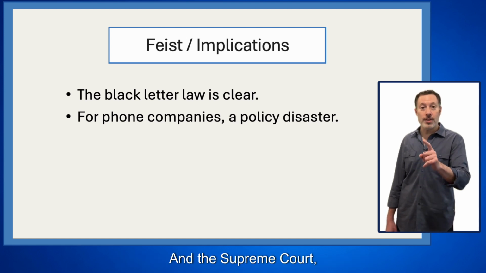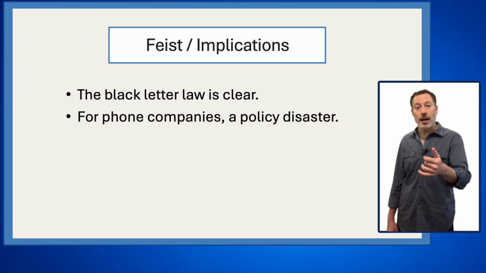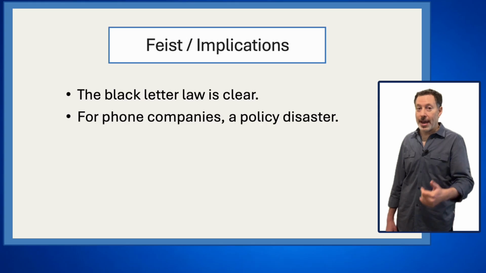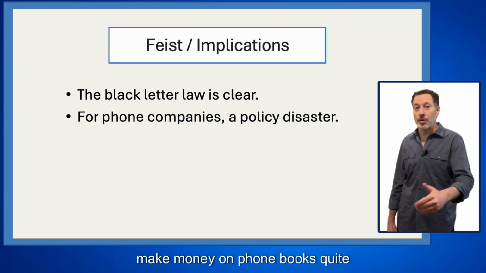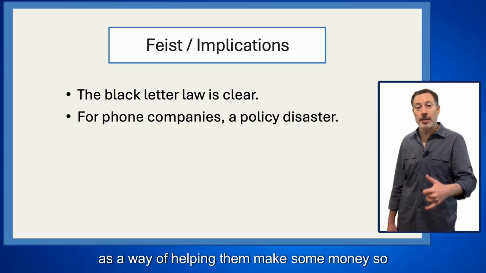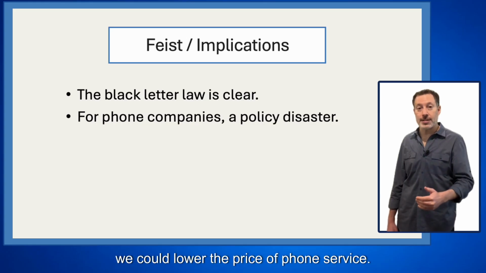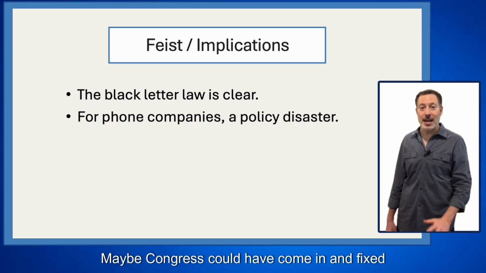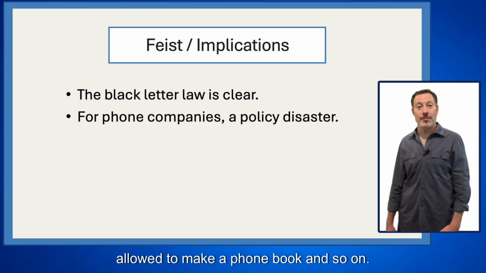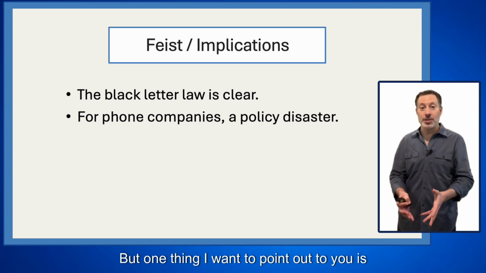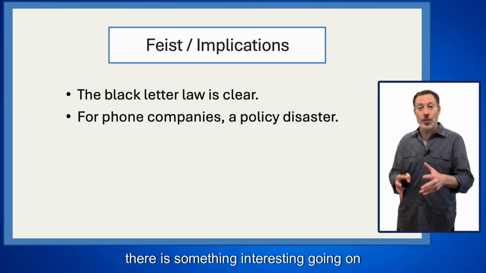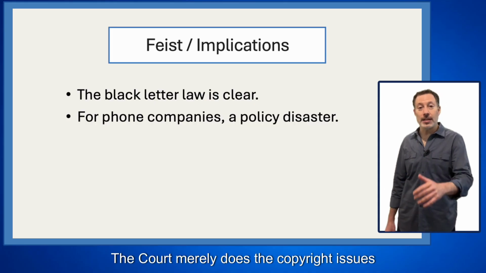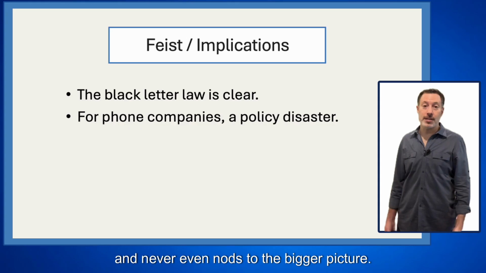And the Supreme Court, in a copyright case, undermined what we had been doing from a telecommunications regulation standpoint. We had been allowing phone companies to make money on phone books quite intentionally as a way of helping them make some money so we could lower the price of phone service. And this case kind of messed that up. Maybe Congress could have come in and fixed that by passing a new law about who's allowed to make a phone book and so on. But one thing I want to point out to you is there is something interesting going on about phone companies in particular that this case kind of completely misses. The court merely does the copyright issues and never even nods to the bigger picture.